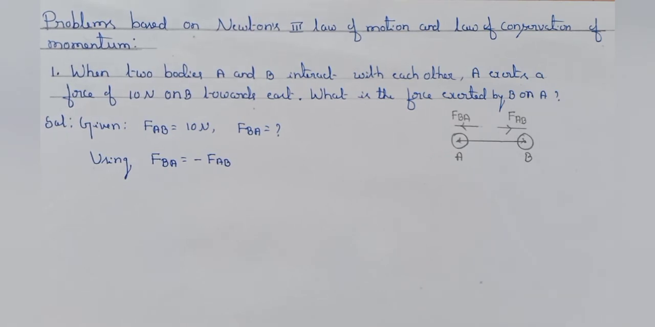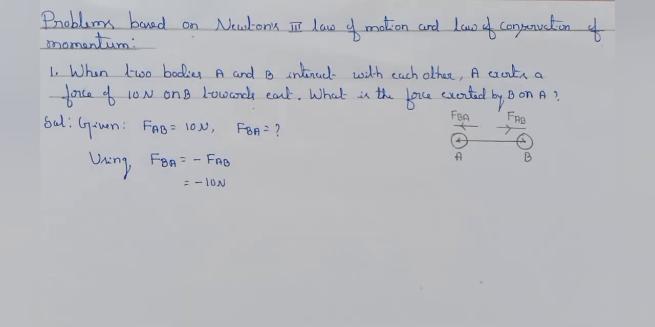FBA is equal to minus of FAB. So the FAB is 10 Newton, therefore FBA is also 10 Newton. Therefore, FBA is equal to minus 10 Newton. Here, the negative sign represents the body B exerts 10 Newton of force on body A towards west.